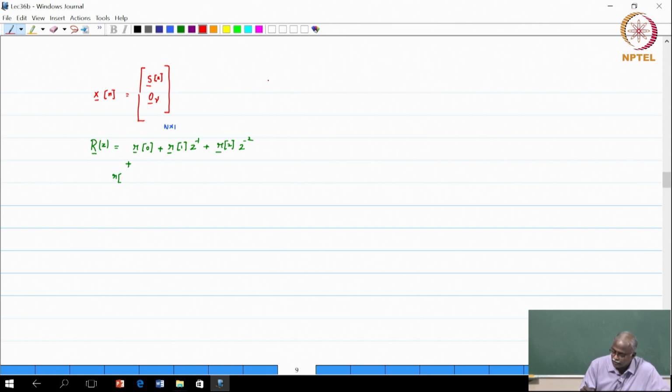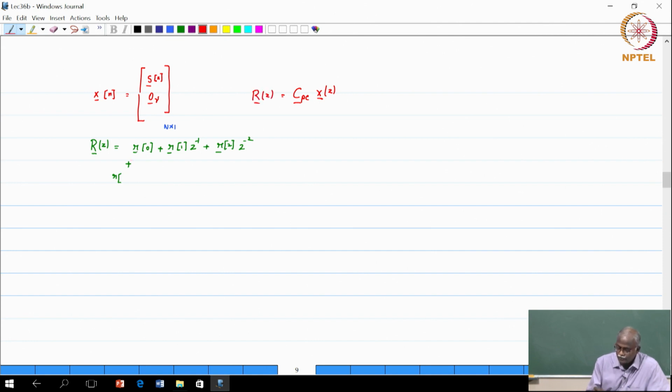So, CPC times X is equal to R, right? That is basically X is the vector going into the pseudo circular matrix. So, the only way I can write this correctly would be, this would have to be X of Z, and this would have to be R of Z. Okay. Let me just explain.